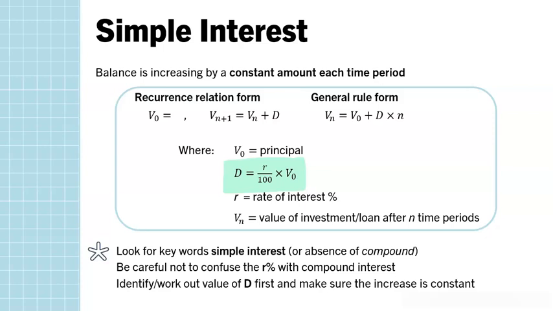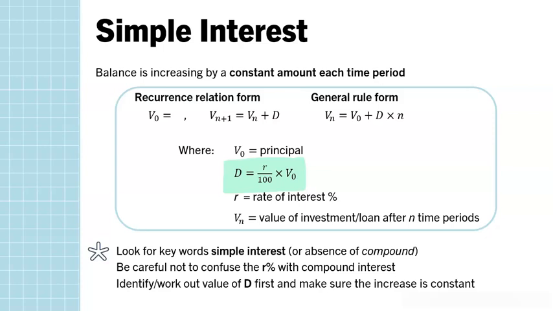We'll look at that in an example. So things you are looking for in a question is obviously the key phrase or words simple interest. Okay, sometimes it is though referred to as flat rate interest. So you're definitely looking for that absence of the word compound. That's another useful thing to look out for.